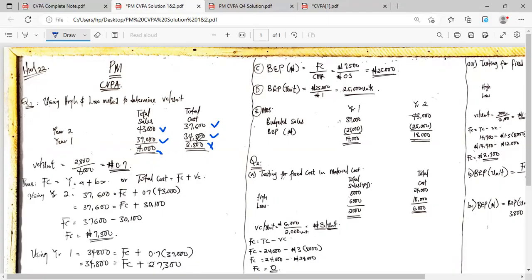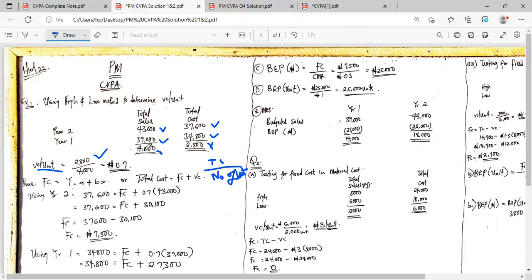So we have 4,000 and we have 2,800. To get your variable cost per unit, you are going to say your total cost divided by number of units. So what's my total cost? 2,800. What's my number of units?